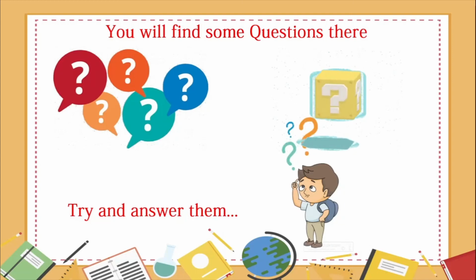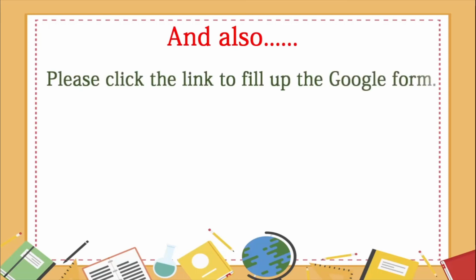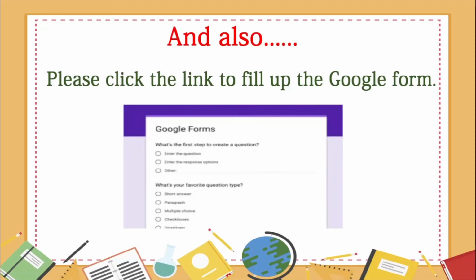After that, we have another task waiting. You will also click on the link which you will find in the description box to fill up the Google form. So what is the Google form, children? It is nothing but a simple form. There are a few simple questions there about the video which you just saw and also about yourself. So these are the tasks that you will have to complete after you watch each video.